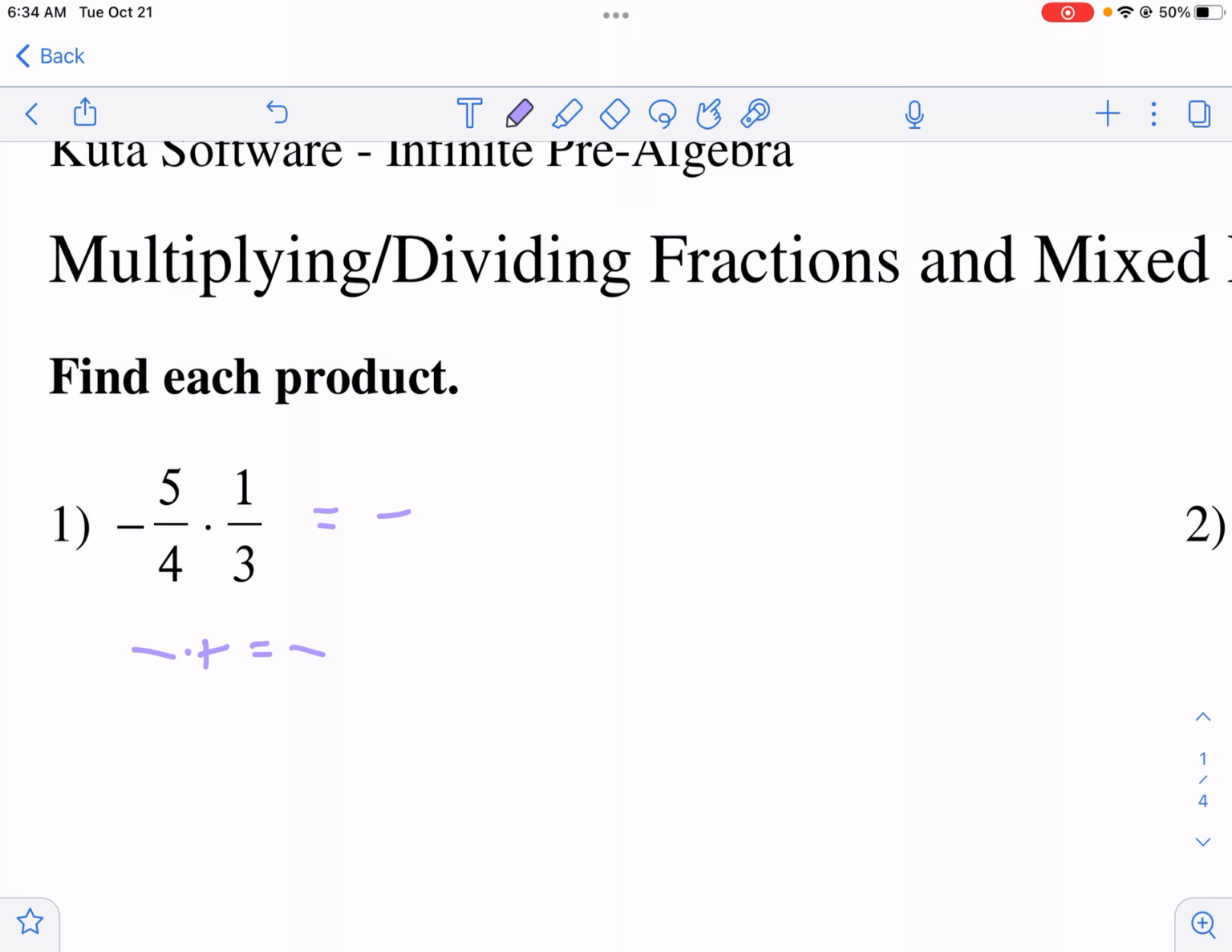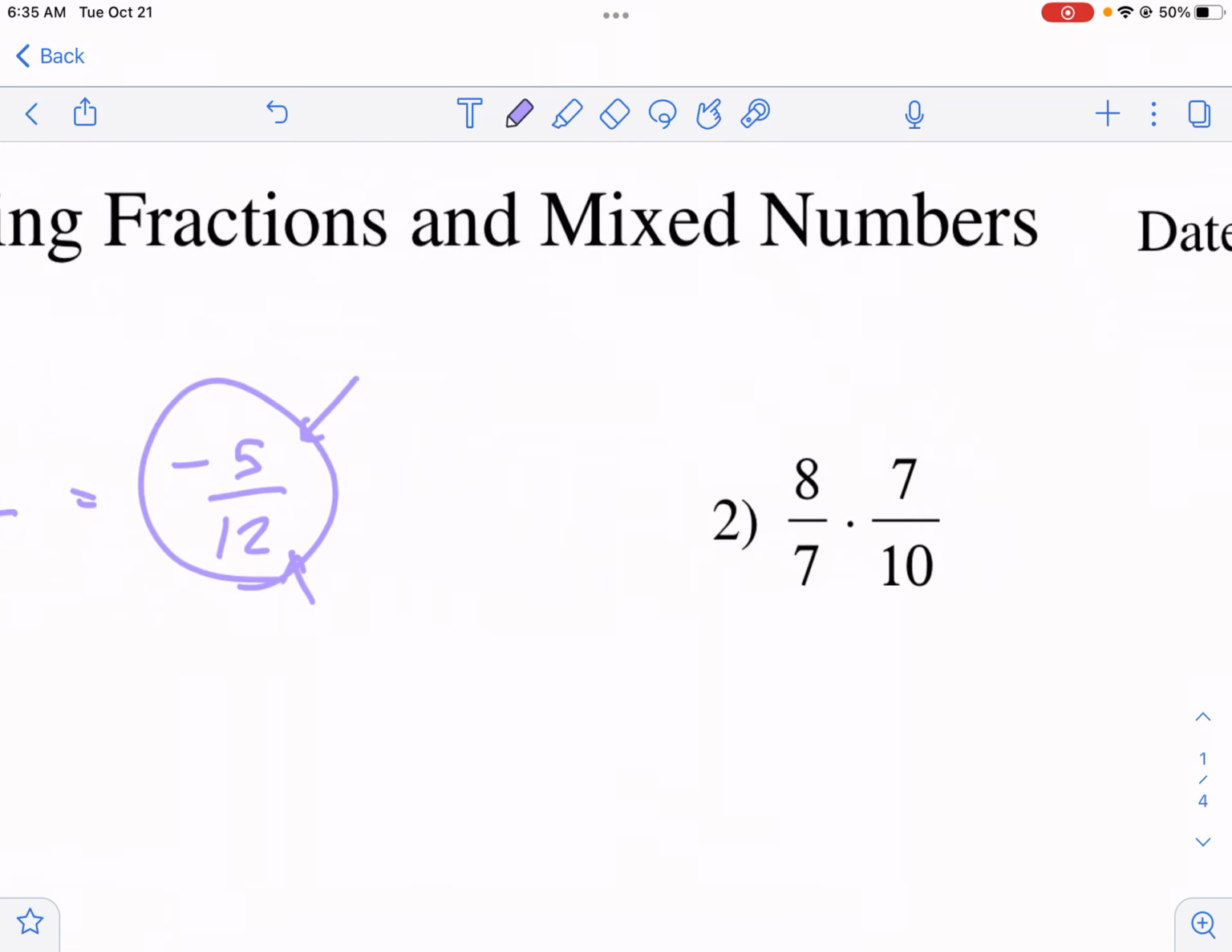Now we just multiply the top times the top and the bottom times the bottom. We're going to do 5 times 1 on the top and 4 times 3 in the bottom. So we get 5 over 12, and I like to put that negative sign out in front, and there's our answer. We always have to check to see if we can simplify. In this case, we can't, because the top and bottom numbers do not have any common factors, so we're done.